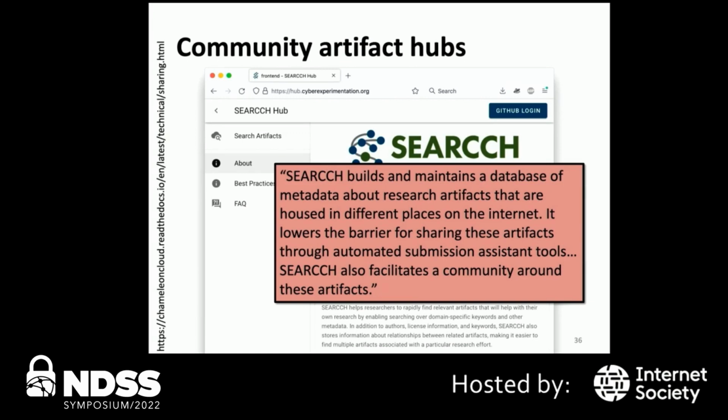And it will provide features that allow, say, discussion. So you say, well, I reused this artifact. This paper reused this artifact. I had trouble reusing this artifact. This one continues to work. That one doesn't continue to work. The idea is to build a community around these different artifacts.